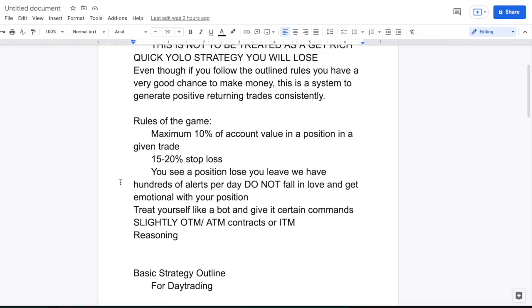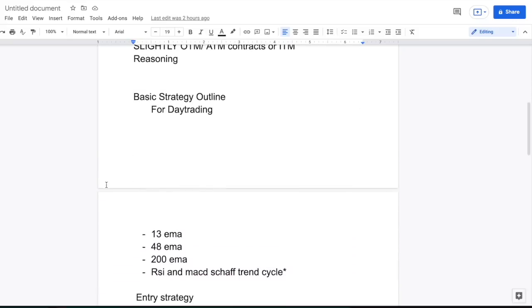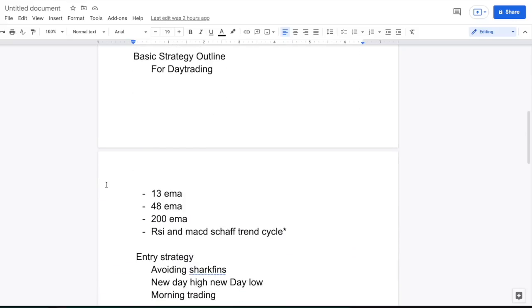So the basic strategy outline, all you're going to need on your chart really just for the basics is the 13 EMA, the 48 EMA, and the 200 EMA. Now, this is if you're using your own charts, but if you are in the Discord right now and you are trying to use those charts that we are sending out to you guys, they are live charts. All you have to do is click on them and you can watch the live price action with the charts that we have set up for you after the alerts happen.